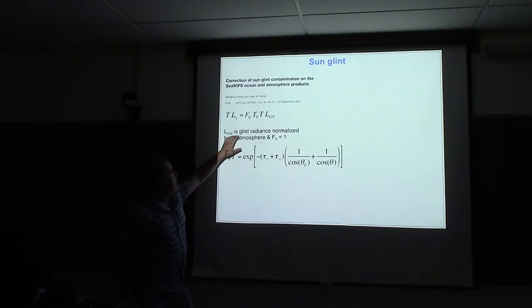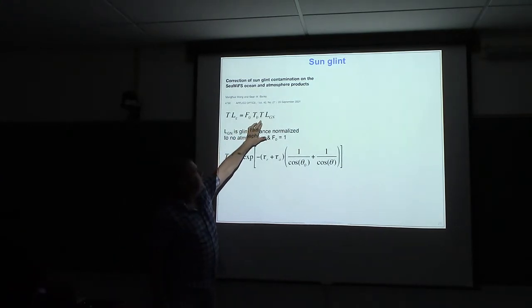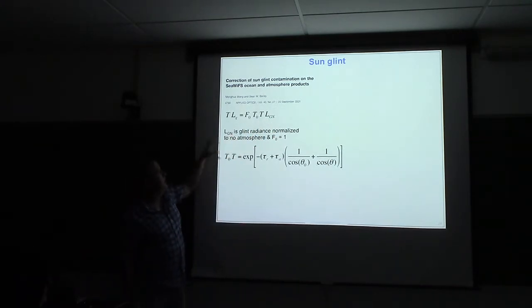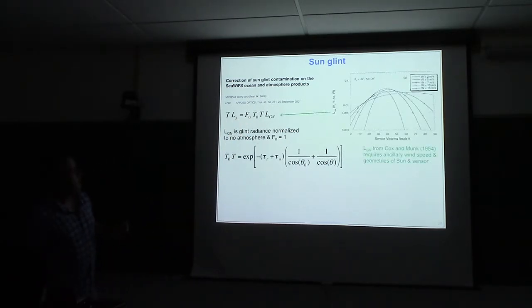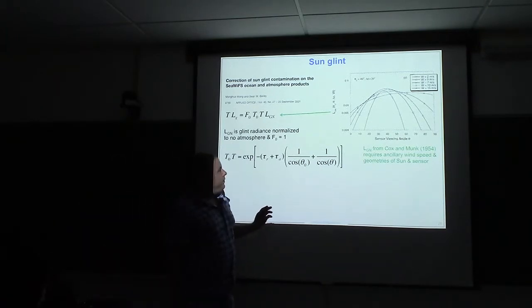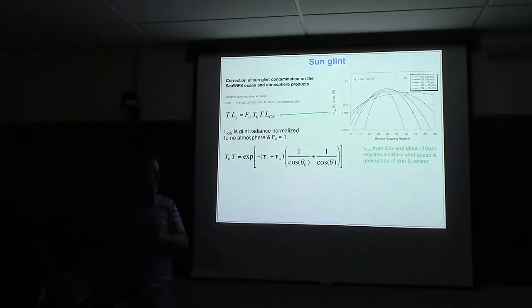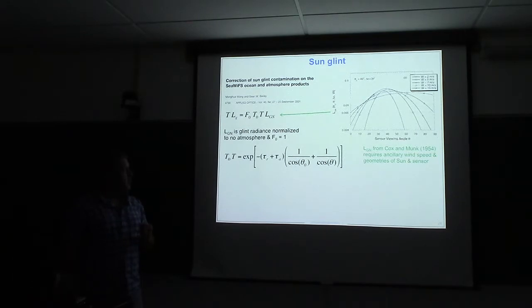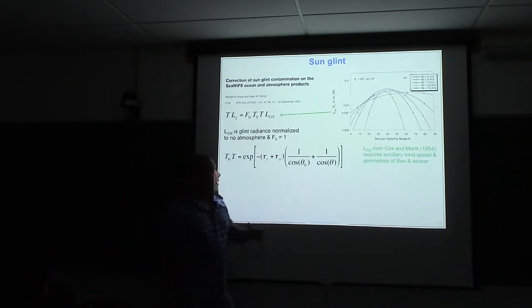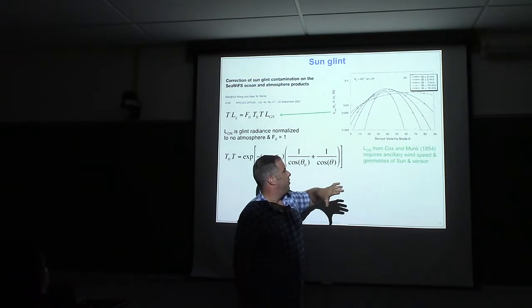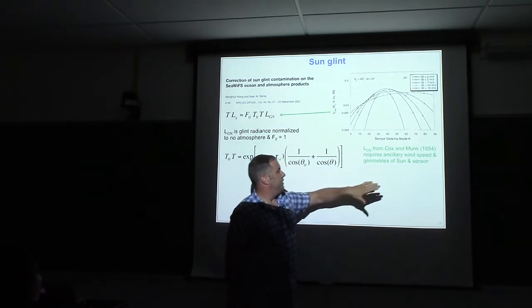But the terms we're looking at here, again, are a solar constant, two different direct transmittances, one in the path of the sun, one in the path of the instrument, and this term LGN, which is the glint radiance normalized to no atmosphere and an F0 of 1. So where does this come from? Well, it comes from a study that bases glint contribution as a function of wind speed. And so again, we need wind speed for something else here. Cox and Monk, 1954, is a seminal paper on that. Wind speed and the geometries of the sensor.